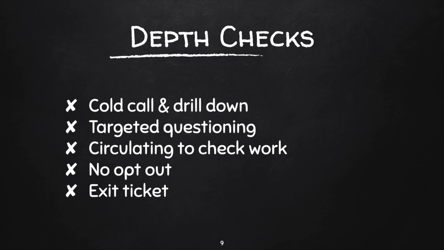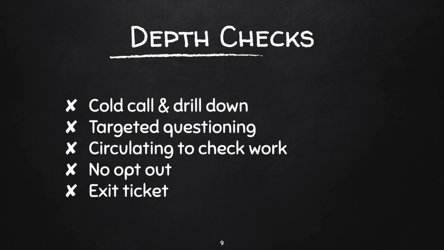Circulating to check work is also another type of depth check. If you have students writing a paragraph response on a particular prompt or issue, walking around the room and reading what they're writing as they're actively doing it, quizzing them about why they're writing certain things or why they're saying certain things, is a great way to challenge students in their thinking.